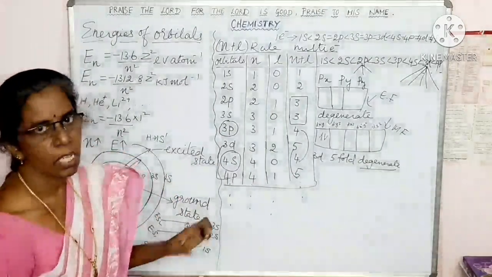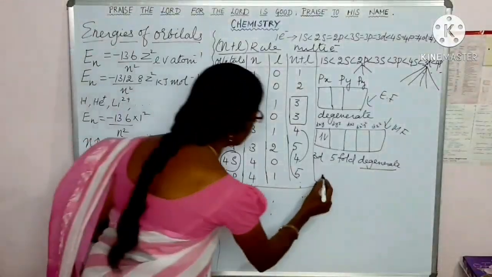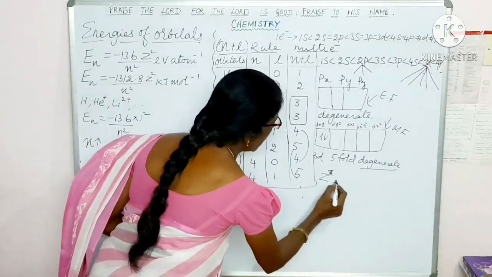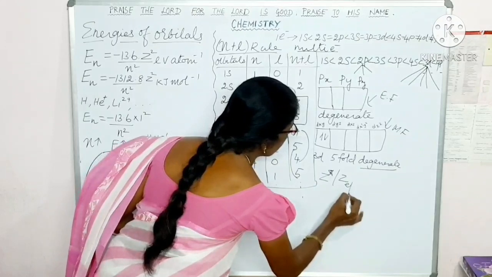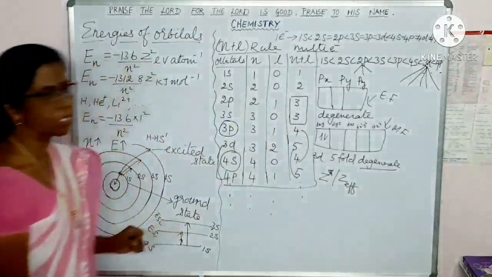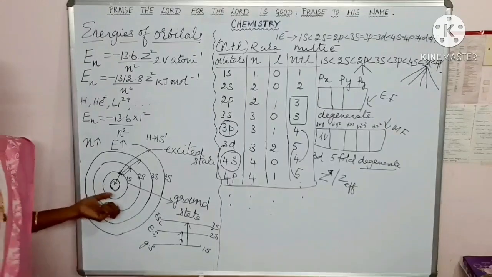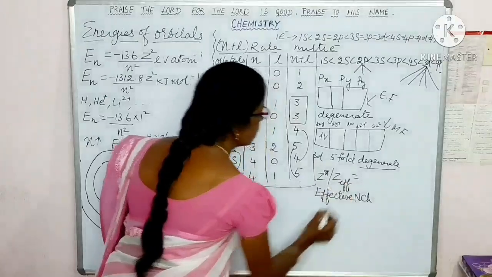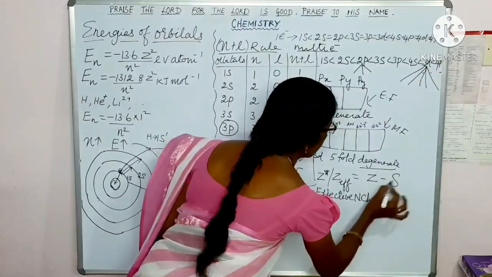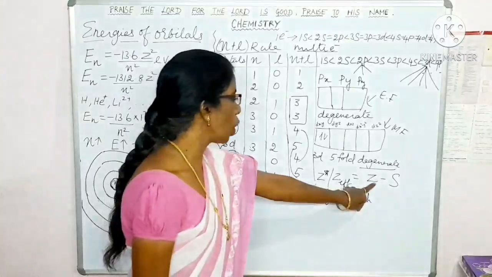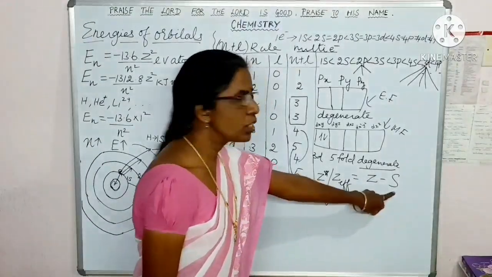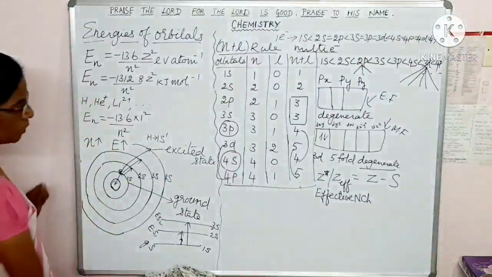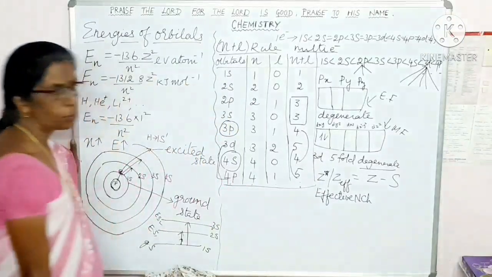The net charge experienced by the electron is given as effective nuclear charge, given as Z star, or else you can write it as Zeff, which is called effective nuclear charge. Okay, hope you all understood. Effective nuclear charge is equal to Z minus S. Z is nothing but atomic number. S is the screening constant, which is given by Slater's rule. About this you will learn in the next chapter elaborately. So now we all understood what is an effective nuclear charge.